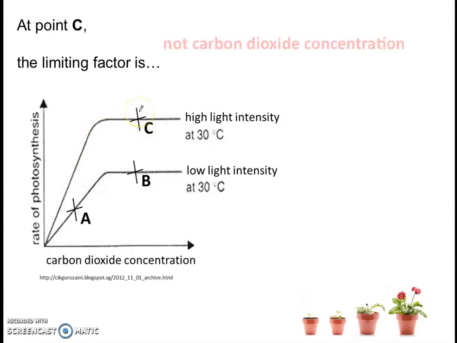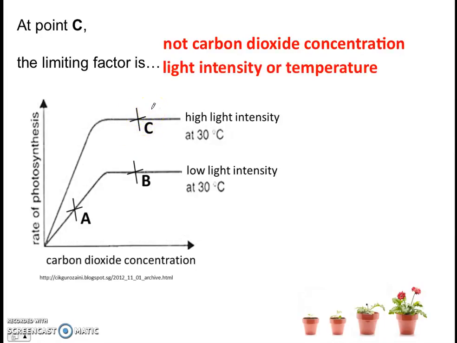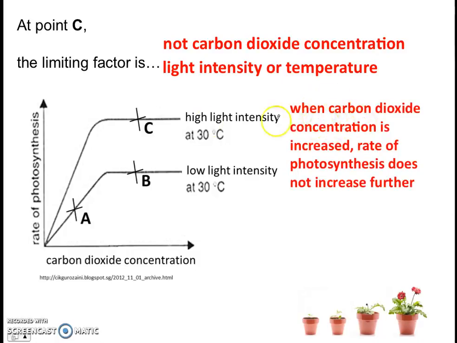So at point C, the limiting factor is not carbon dioxide concentration, right? Because you can see that when you increase the carbon dioxide concentration from point C, the rate of photosynthesis does not increase further. The curve remains flat. So the limiting factor is not carbon dioxide concentration, and it could be either light intensity or temperature. Right, in this case, I can't tell because there's no other curve that is above point C.